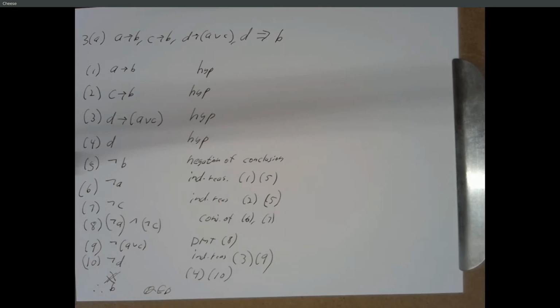So most of these questions feel like this. You write down the hypotheses, you write down the negation of the conclusion, and then you do what you would do in a direct proof, but you hope that instead of proving something, you prove false, basically. You come up with something that can't possibly be true. And then you say, okay, so the conclusion must have been true.